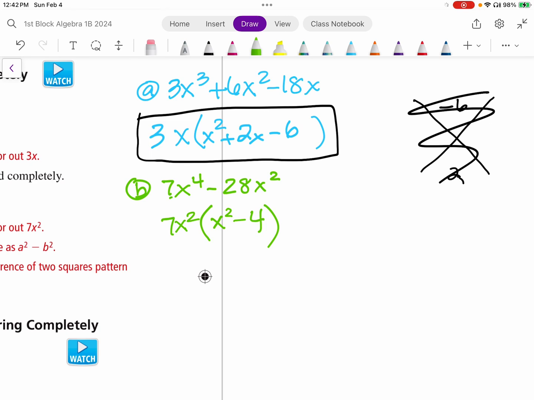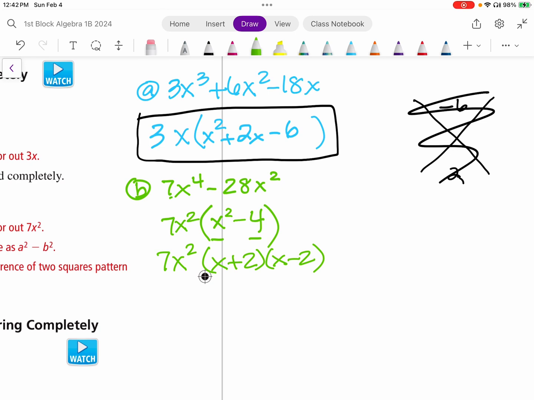Well, I notice it's subtraction. That leads me to think of difference of squares. Is x squared a perfect square? Yes, it is. Is 4 a perfect square? Yes, it is. So we keep our 7x squared, and then we factor this difference of squares into x plus 2, x minus 2.